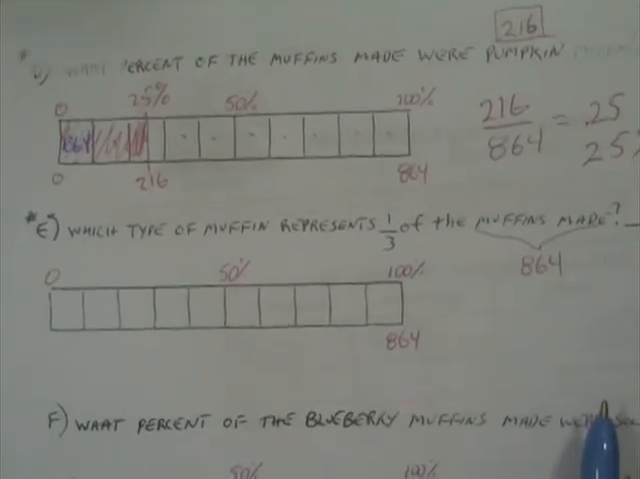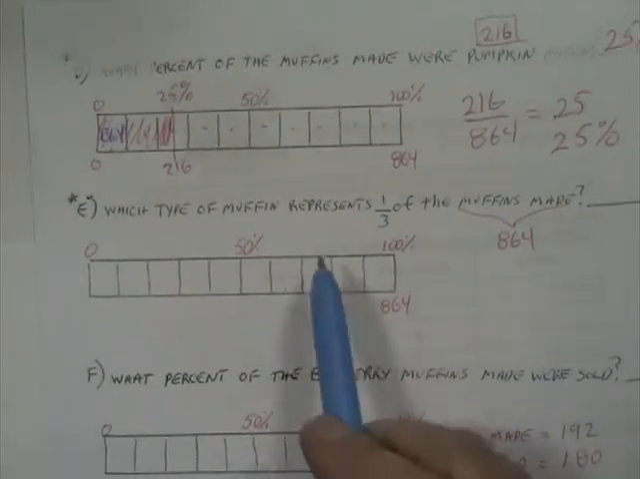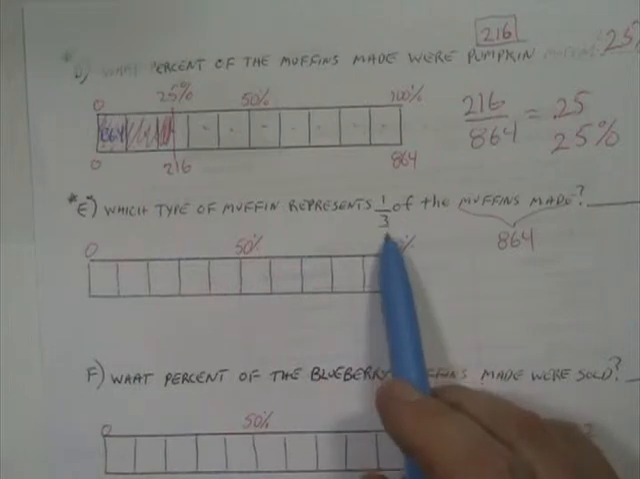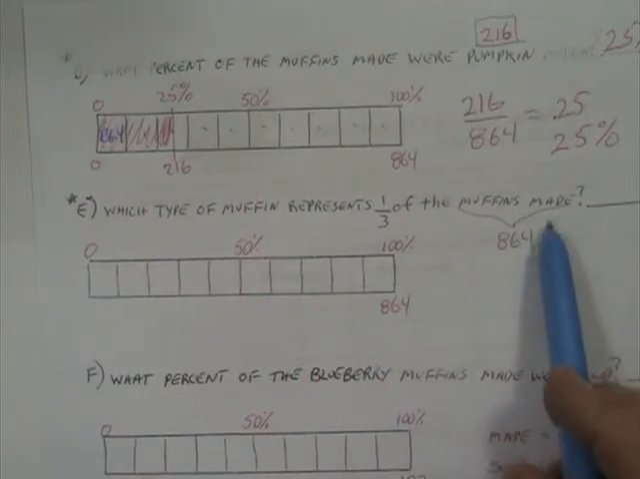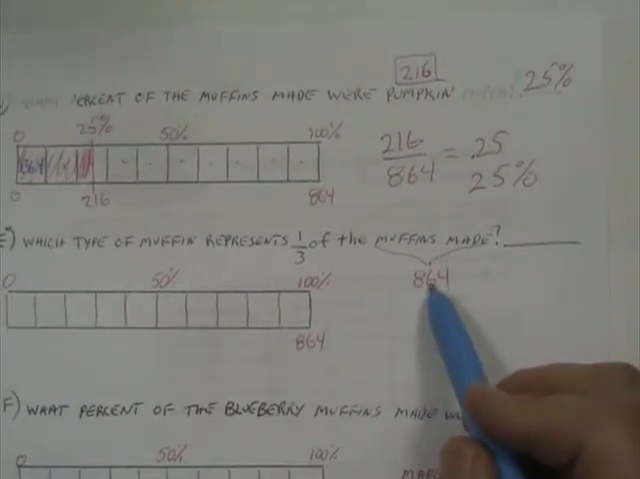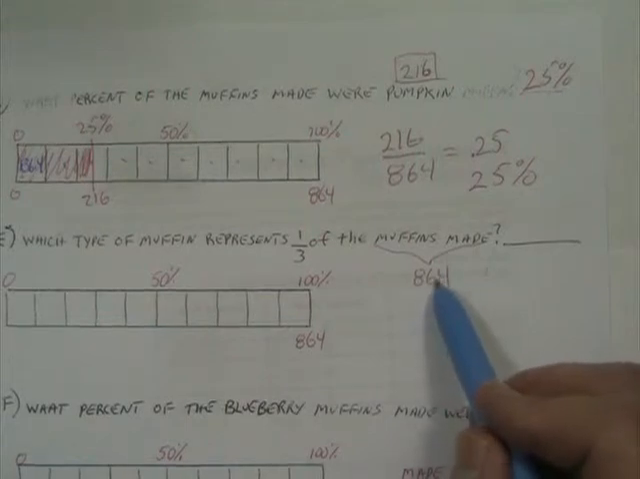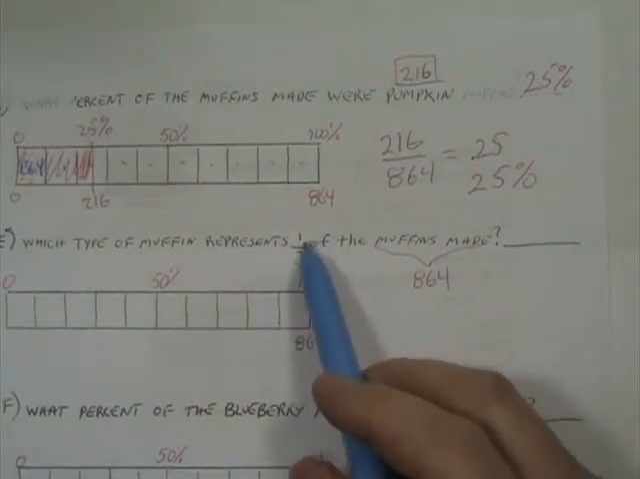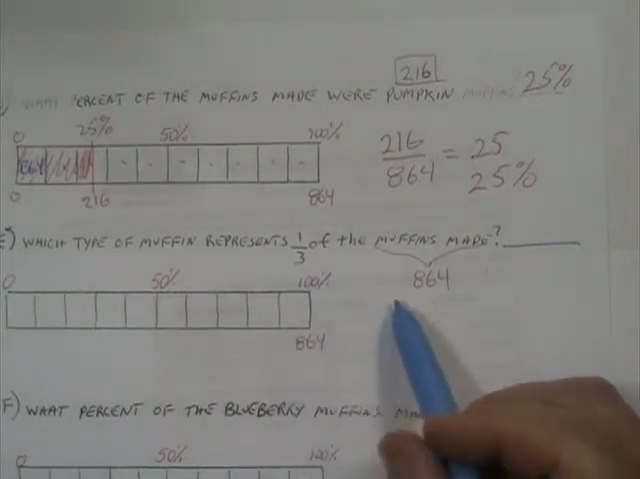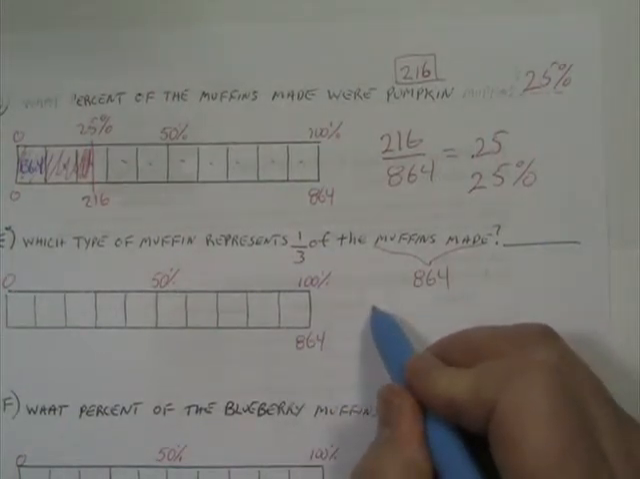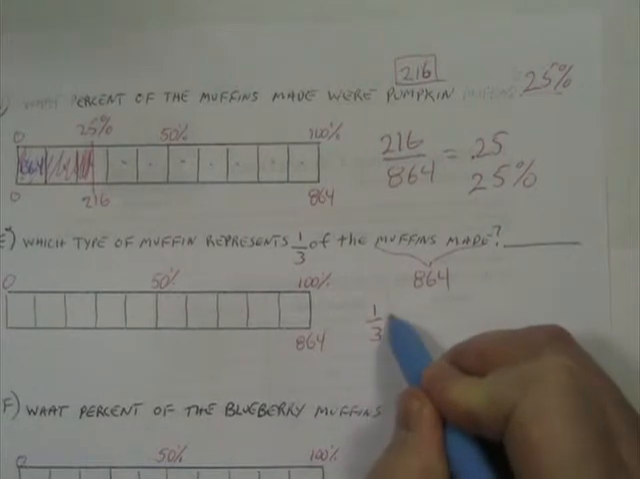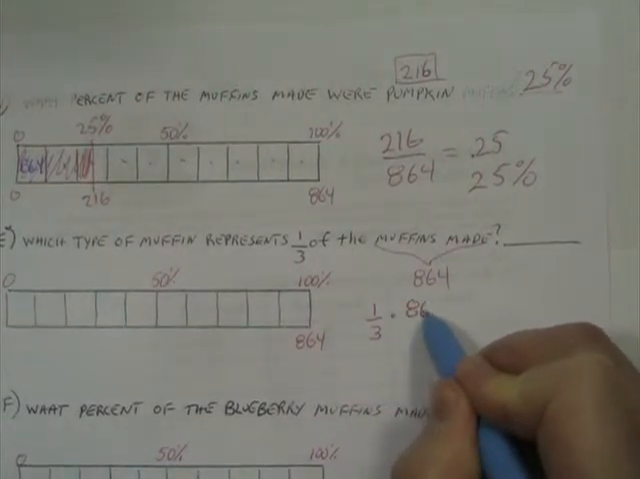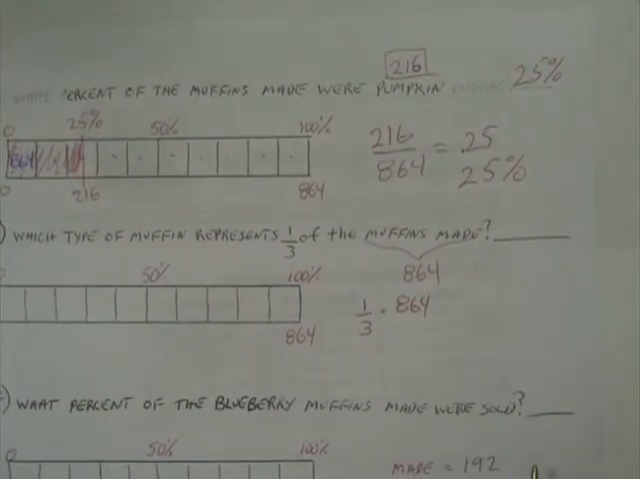And it wants to know what type of muffin represents 1/3 of the muffins made. Okay, 864 muffins were made. That's the total, 864. We want to know what type is 1/3 of that. Well, you could do it two ways. You can say 1/3 times 864.